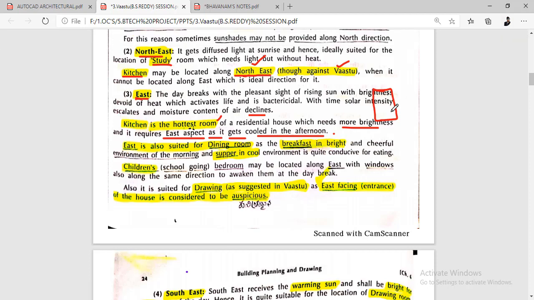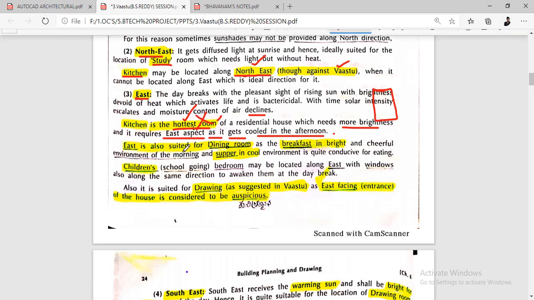So if you place a kitchen on the south side, in the afternoon we get the maximum sunlight. Even though the kitchen is the hottest, in the middle of the day the south side is the very hottest. So we don't need to correlate these two things.